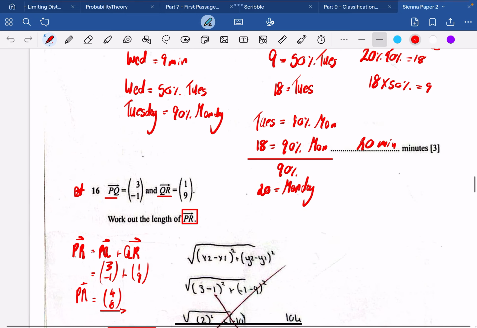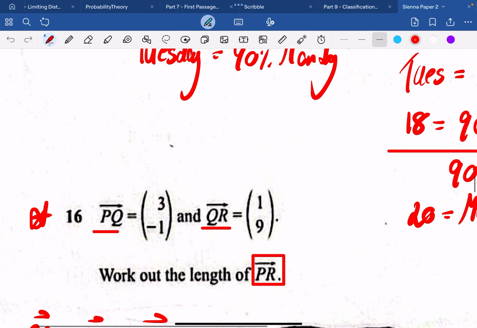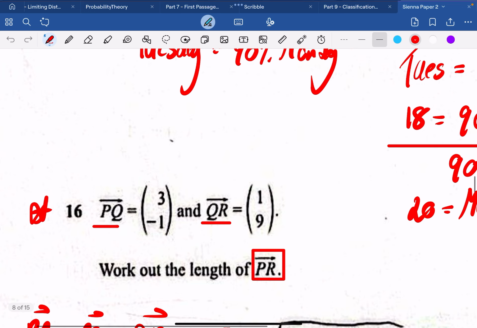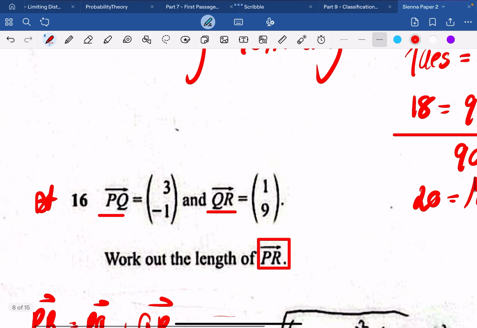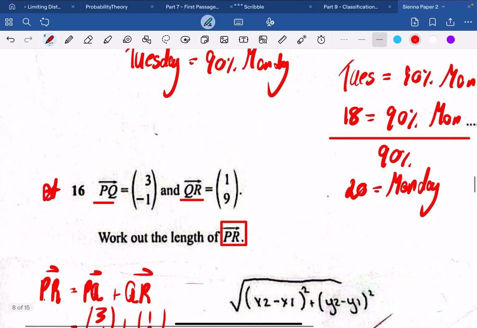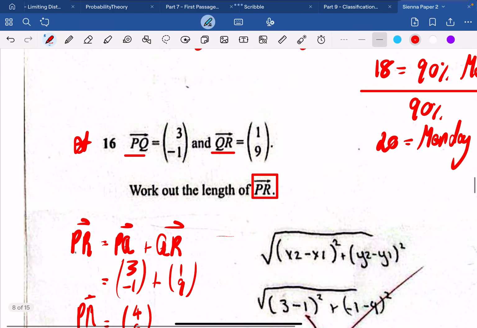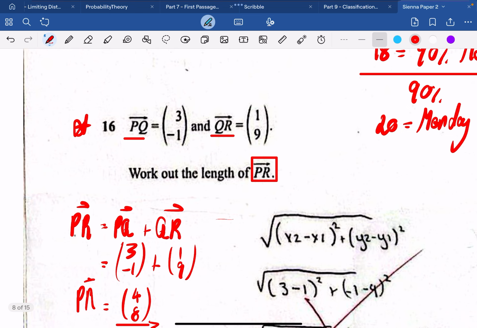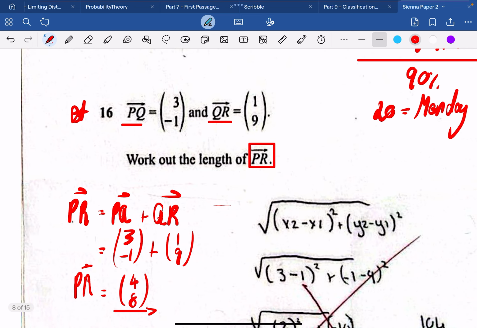Sorry. Okay. Happy with that question. Now, this question gives us two vectors and it asks us to work out the length of vector PR. We don't actually have PR. So how do we find PR? PR is equal to PQ plus QR. So it's 3 minus 1 plus 1 over 9 gives us 4 over 8.